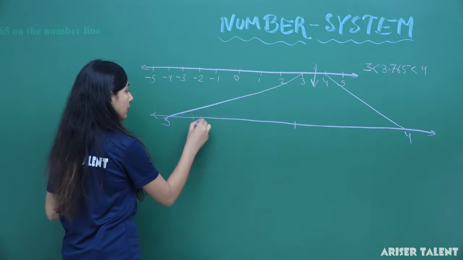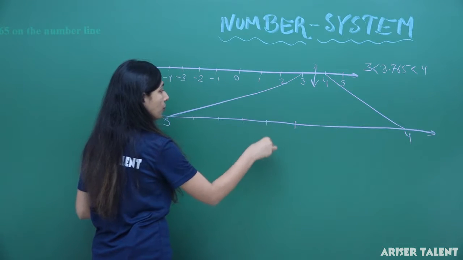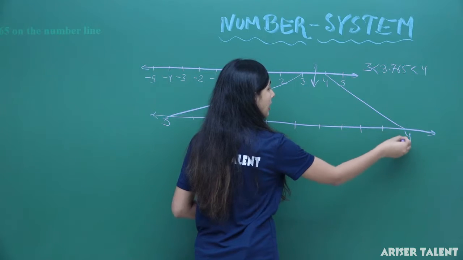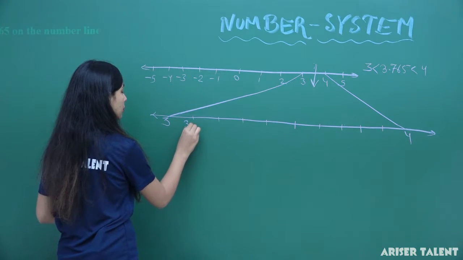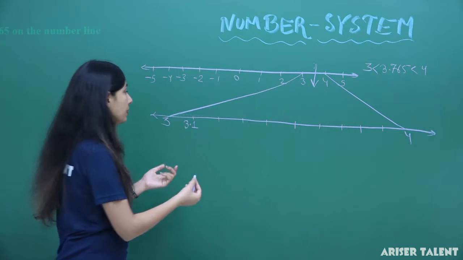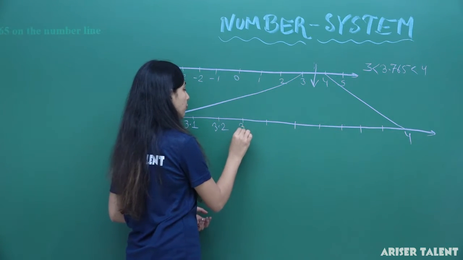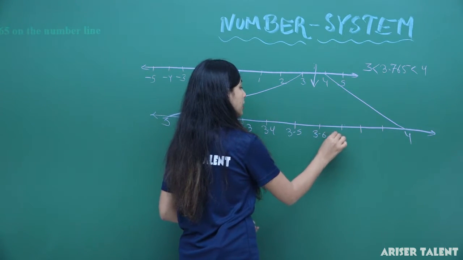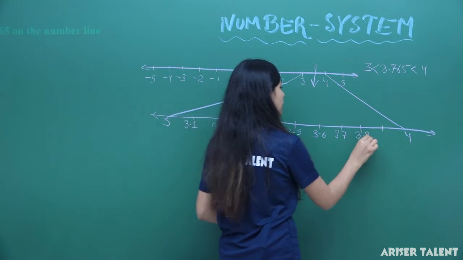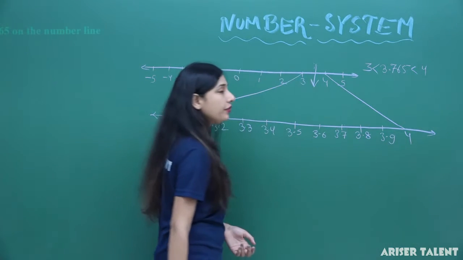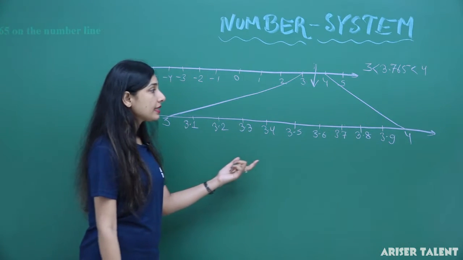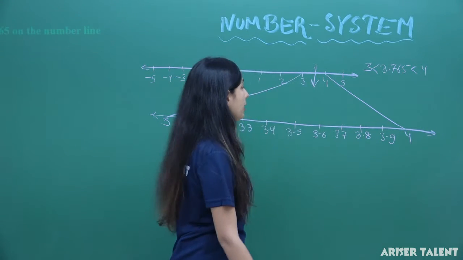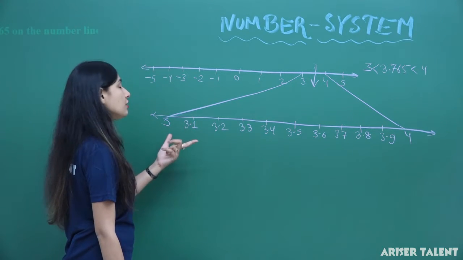So here it will be 1, 2, 3, 4 and then 5, then 6, 7, 8, 9 and then 10. After 3 that will be 3.1, then 3.2, 3.3, 3.4, 3.5, 3.6, 3.7, 3.8, 3.9. There is a difference of 0.1 in each and every term on the number scale. The last one will be 3.9 plus 0.1, that will be 4. Okay, so the least count here is 0.1.